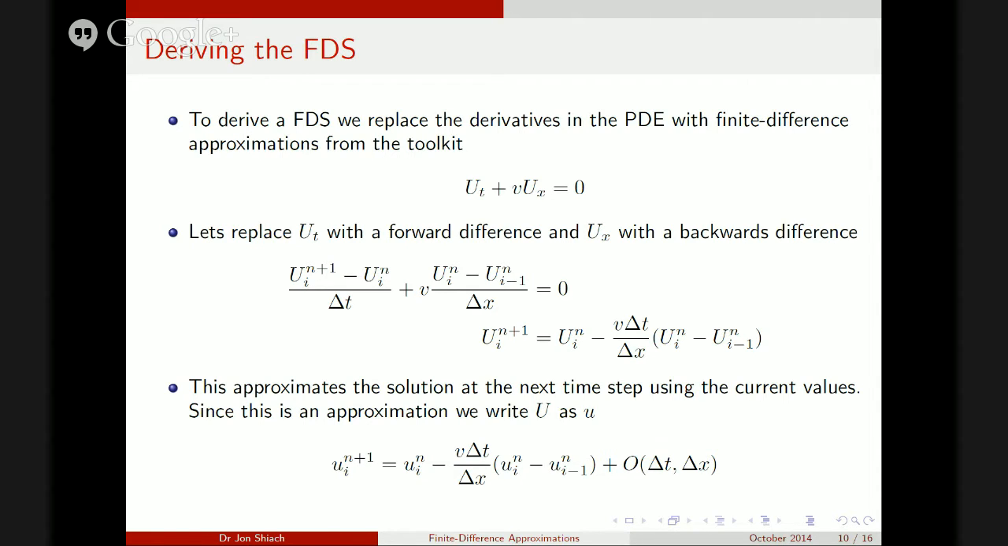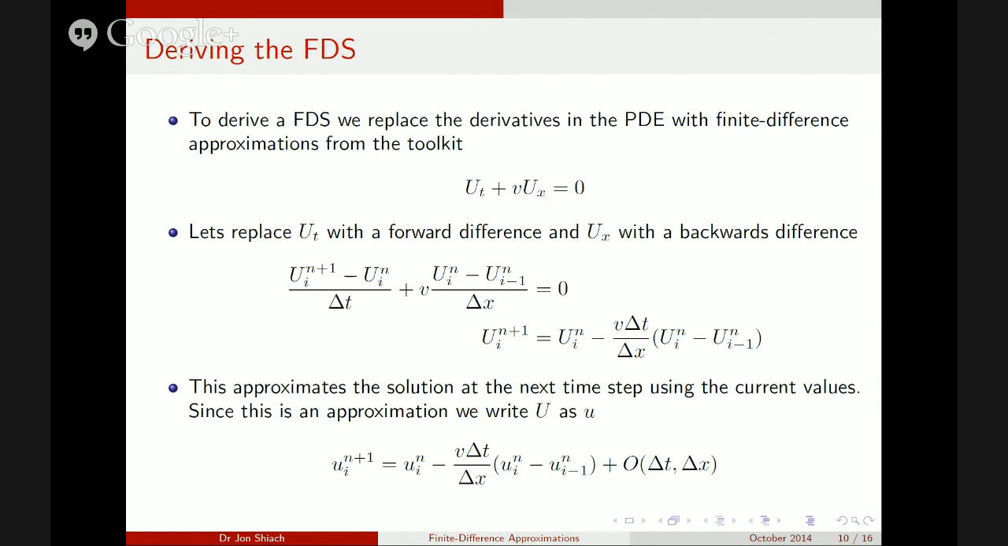I'll explain this a bit more when we do hyperbolic equations, but there's a reason why I chose a backwards difference. We could have used a central difference, but I wanted to make things simple to start off with. So it matters what we choose, but for now, we're just going to choose a forward difference and a backwards difference. This is from our toolkit straight into here.